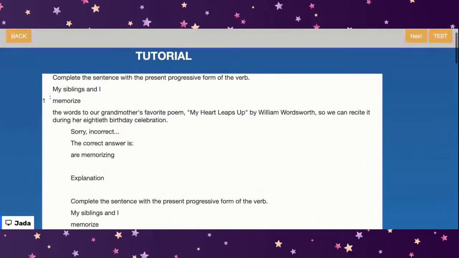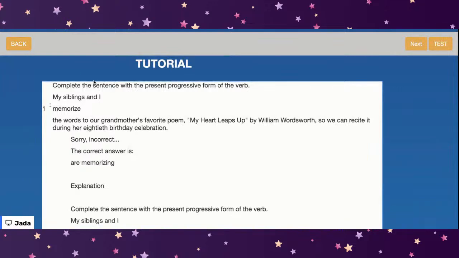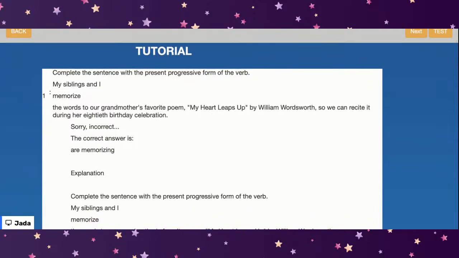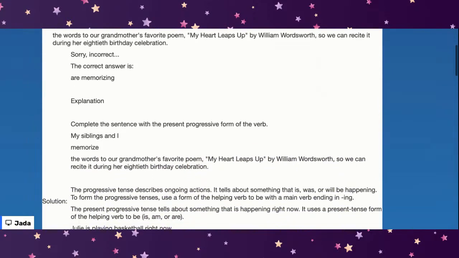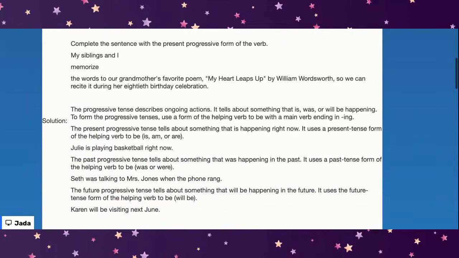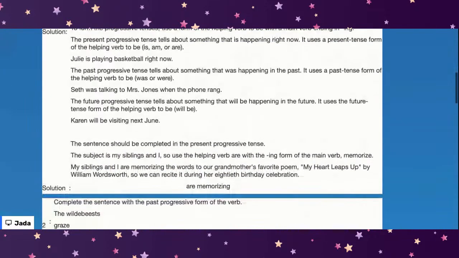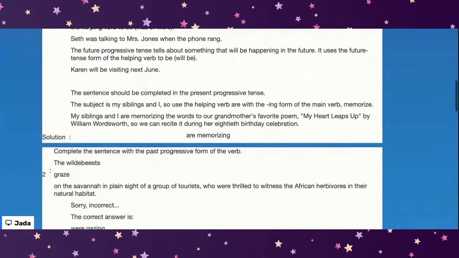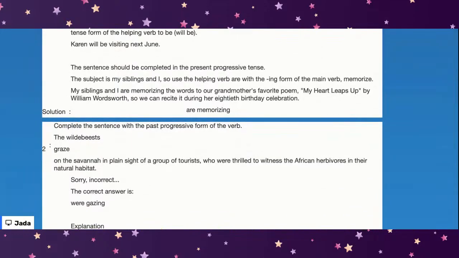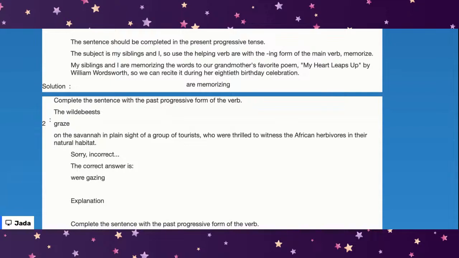So complete the sentence with the present progressive form of the verb. My siblings and I memorized the words of our grandmother's favorite poem, My Heart Lifts Up by William Wordsworth, so we can recite it during her 80th birthday celebration. So now the present tense form of the verb there. So it has to be, my siblings and I are memorizing. Since it's present, it's happening at the moment. So you have to say that they are doing it right now.